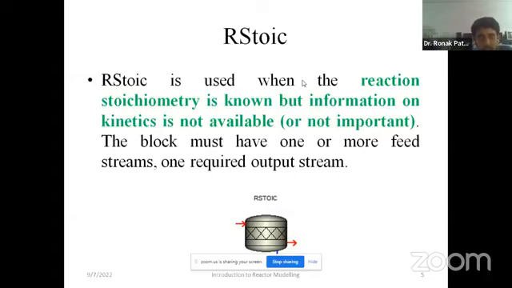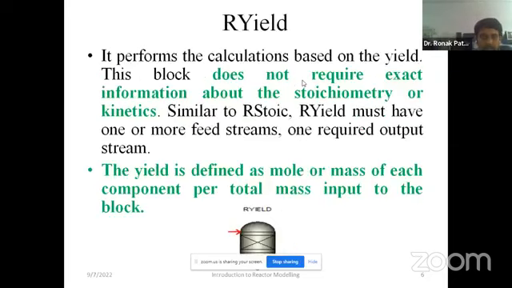The RStoic module works on the stoichiometry of a reaction. For this module to be used, we need to know the stoichiometry, and it is used when the kinetics is not available, or rather not important. For example, if we have an acid-base reaction, which is quite spontaneous in nature, and we don't bother about the kinetics of the reaction, and we are not worrying about the thermodynamics or kinetics, we should go for the RStoic module. RStoic requires at least one input stream and one output stream. That is a mandatory requirement.